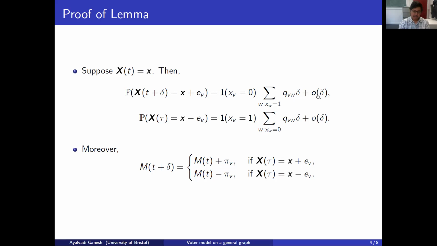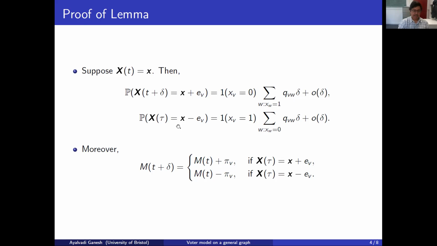At least they are vanishing faster than delta. Sorry, this should be a t minus delta here rather than tau. This is a typo here. Similarly, the t plus delta, not t minus delta, t plus delta again here instead of tau.